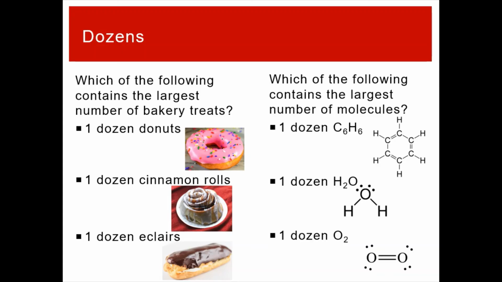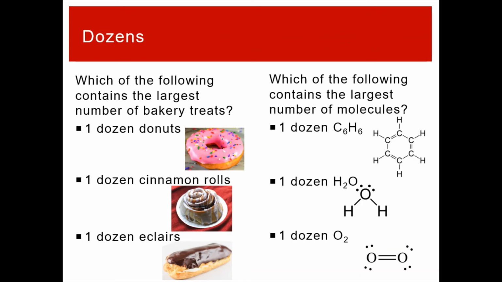While we're used to using these counting units to describe things, namely food, we also want to start thinking about how we can apply them to chemistry. And so, if we think about some questions, which of the following contains the largest number of bakery treats? 1 dozen donuts, 1 dozen cinnamon rolls, and 1 dozen eclairs. Got some nice tempting visual aids for us there.